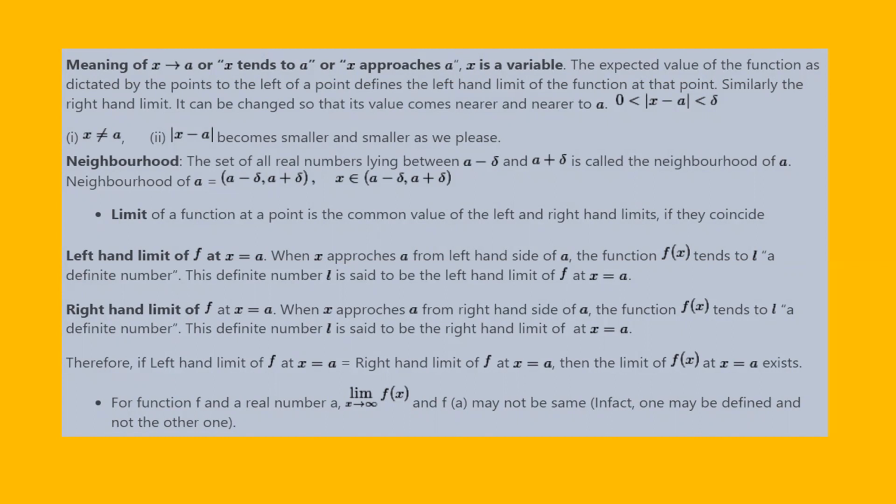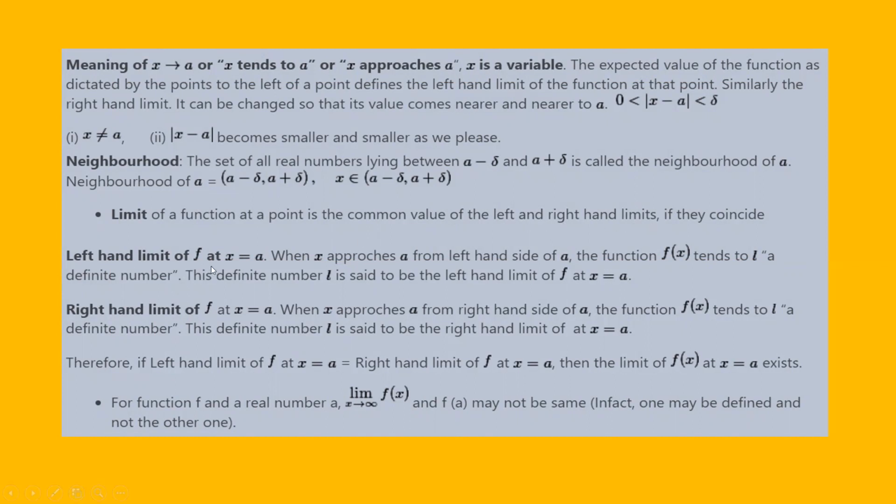What is meant by neighborhood? The set of all real numbers lying between a minus delta and a plus delta is called the neighborhood of a. Neighborhood of a equals the open interval (a - delta, a + delta), and x belongs to this interval. The limit of a function at a point is the common value of the left and right limits if they coincide.